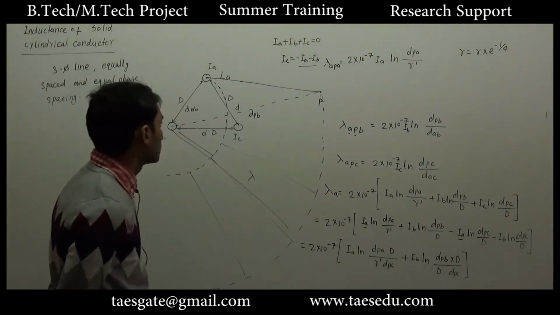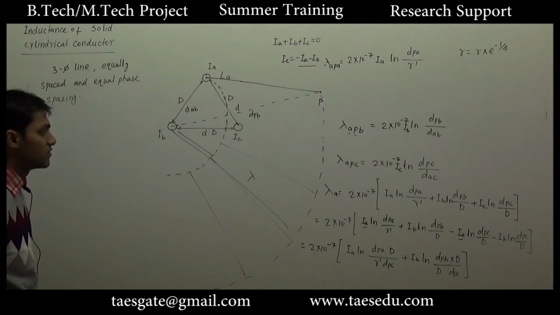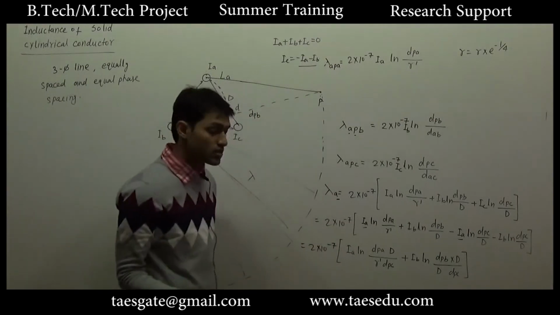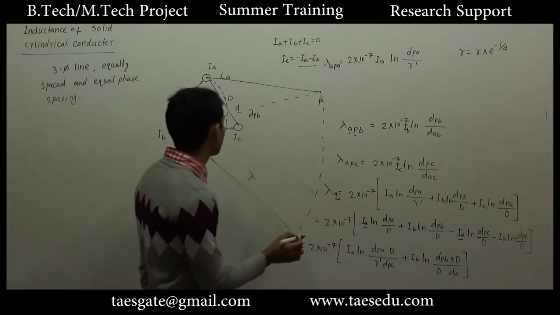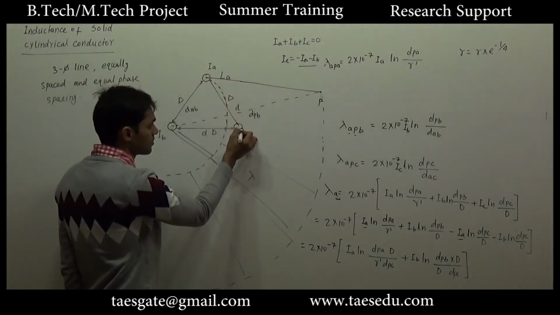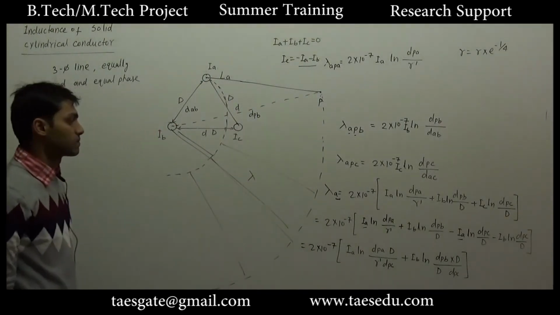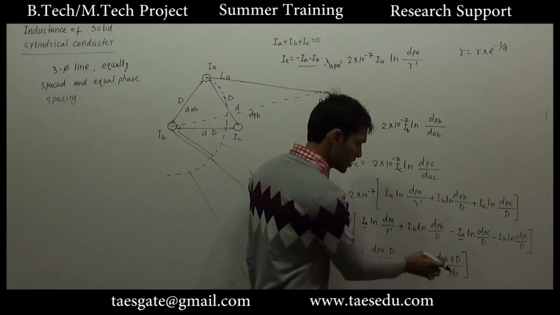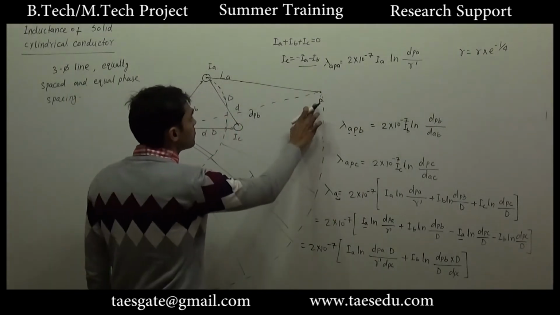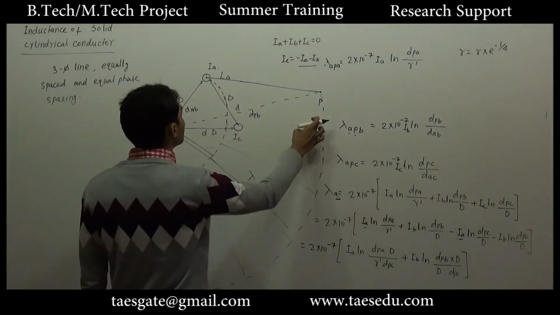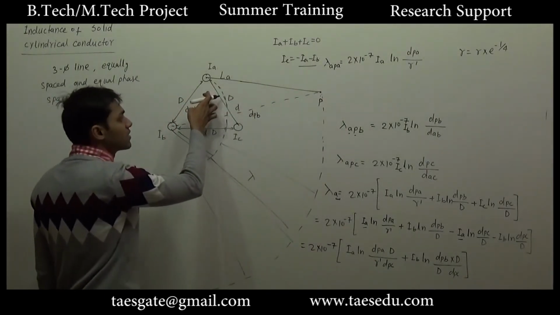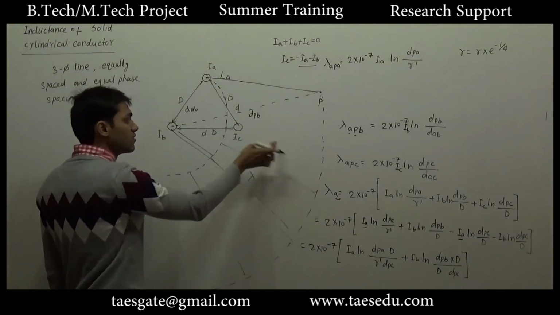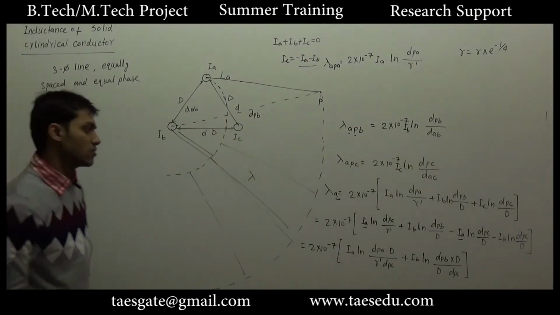Okay, now again, if we are interested in the total flux linking to conductor A, which is starting from its radius and going up to infinity, okay, so this point P will tend to infinity. So if this point P is at infinity, the distance of point P from conductor A and the distance of point P from conductor B and the distance of point P from conductor C will be approximately equal.